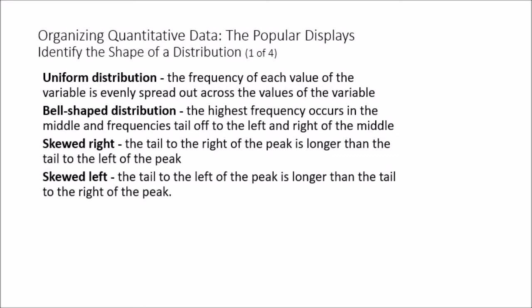After we display our data, it will have a specific shape. We have certain shapes and we identify the distribution as follows. There is the uniform distribution: the frequency of each value of the variable is evenly spread out across the values of the variable. The bell-shaped distribution: the highest frequency occurs in the middle, and frequencies tail off to the left and right of the middle. Skewed right: the tail to the right of the peak is longer than the tail to the left of the peak. Skewed left: the tail to the left of the peak is longer than the tail to the right of the peak. So when you hear the word skew, just think about the tail of our data.